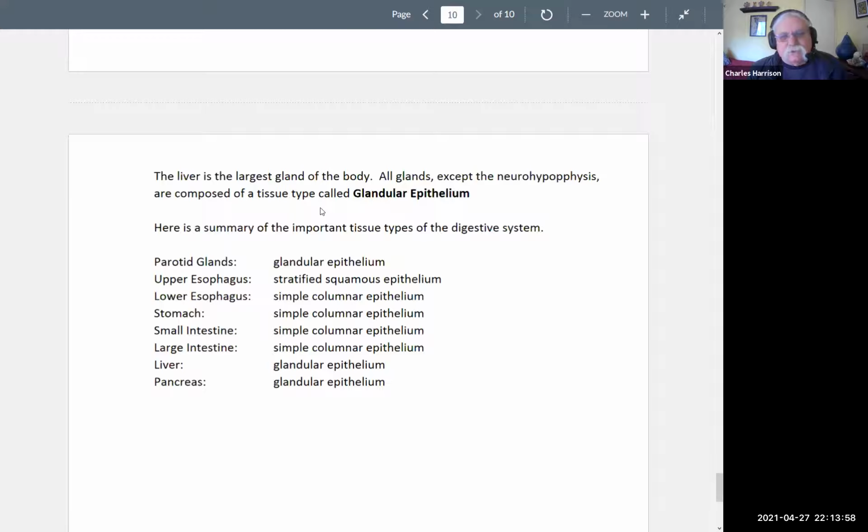Liver, largest gland of the body, and all glands except the neurohypophysis are composed of a tissue type called glandular epithelium. So that makes it easy as far as the histology portion is concerned. You're just going to learn it as glandular epithelium, unless it's the neurohypophysis, in which case that's nervous tissue.